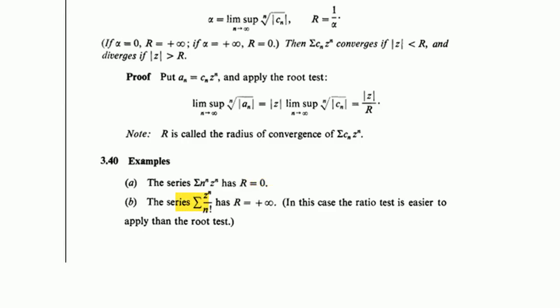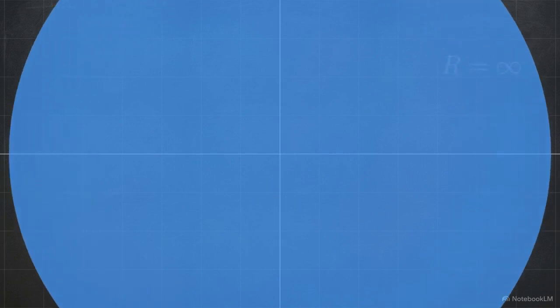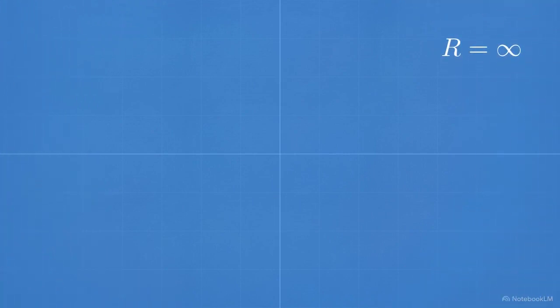Conversely, in example b, the factorial denominator shrinks terms so rapidly that alpha collapses to 0, expanding the radius r to infinity. Geometrically, this means our first function can only exist as a single, isolated point at the origin. Our second function, however, thrives everywhere, seamlessly covering the entire complex plane.